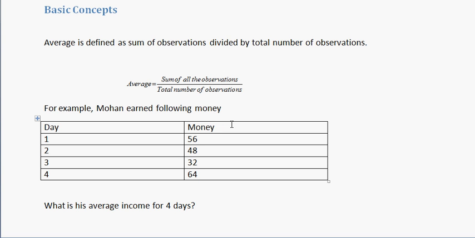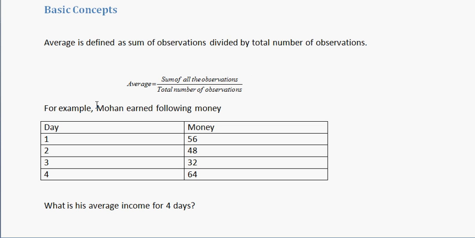So the good thing about this topic is we only have one basic concept, which is averages is equal to sum of all the observations divided by total number of observations. So this is one formula which we would use everywhere. Seemingly a very easy topic, but things can be very complex as far as this topic is concerned. So let's stick firstly to this formula and understand how to use it.